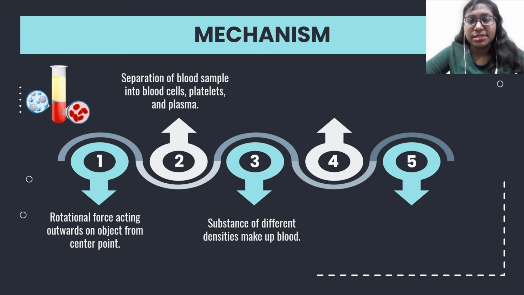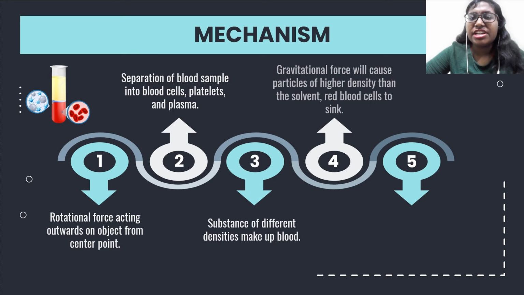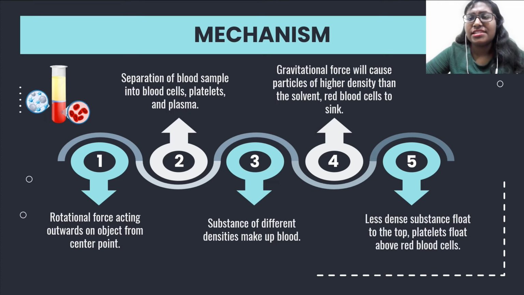These three substances of different densities together make up our blood. When placed into a centrifuge and acted upon by a centrifugal force, blood cells, platelets, and plasma will separate. Within a solution, gravitational force will cause particles of higher density than the solvent, which is the red blood cells, to sink, and those less dense than the solvent to float to the top.